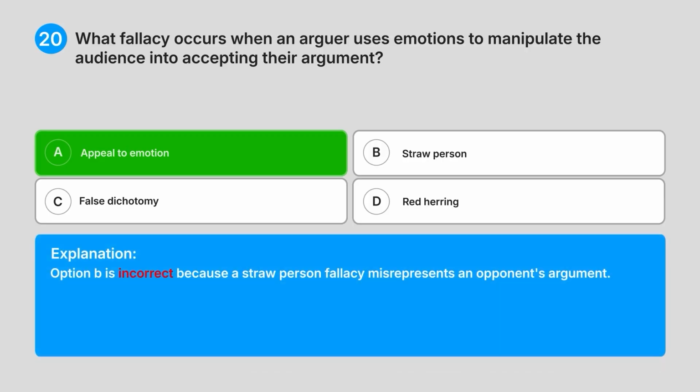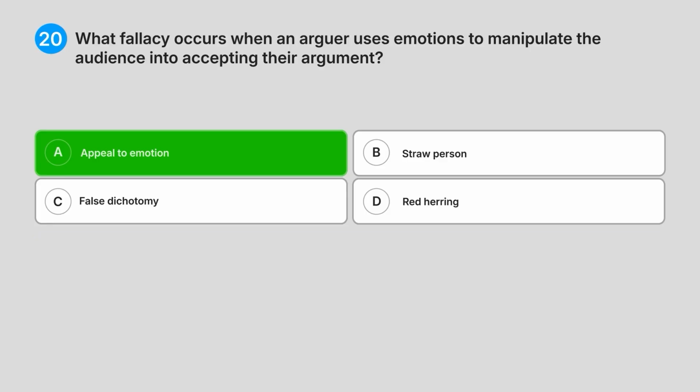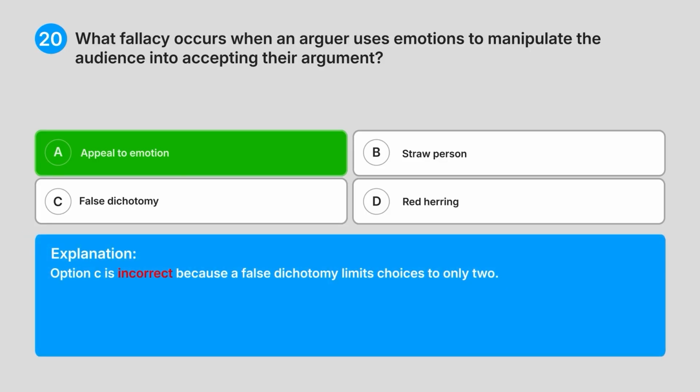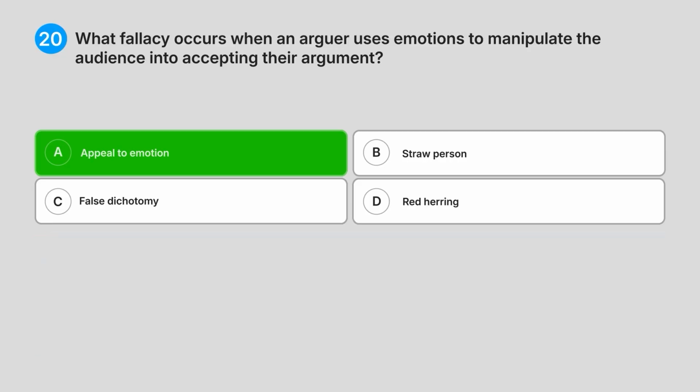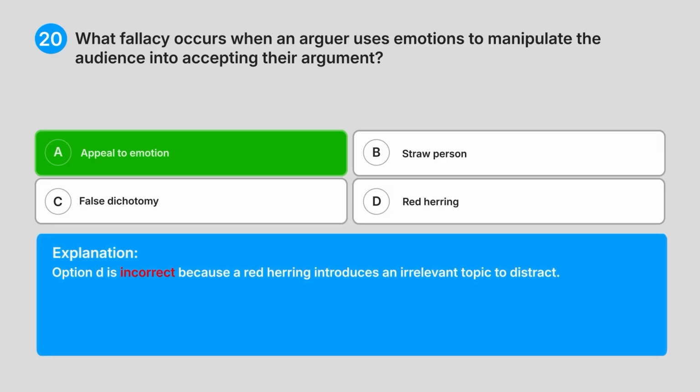Option B is incorrect because a straw person fallacy misrepresents an opponent's argument. Option C is incorrect because a false dichotomy limits choices to only two. Option D is incorrect because a red herring introduces an irrelevant topic to distract.